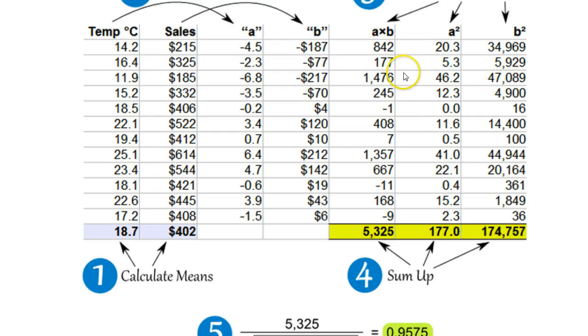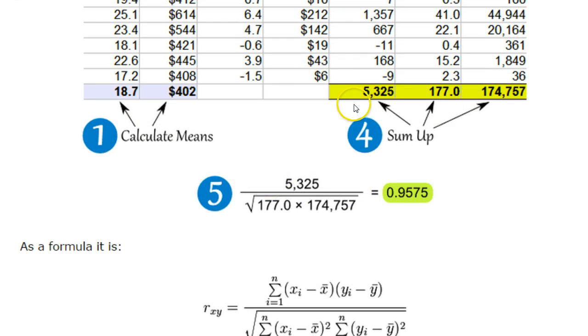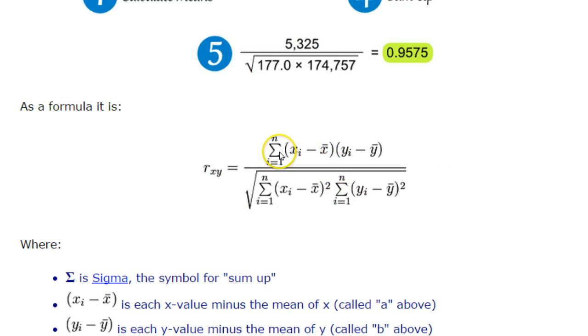Okay, so we have everything all set up. Now we're going to add up all these, and add up all these, and then it's going to be a times b, which is this, divided by the square root of a squared, which is 177, times 174,757, which gives us the correlation of 0.9575. This is the formula. You do not need to know how to use it. You just need to be able to get your own correlation coefficients.